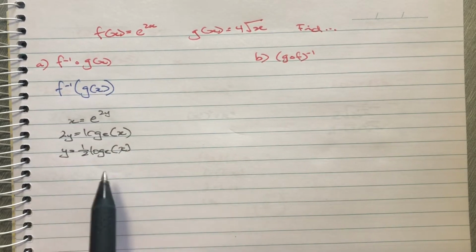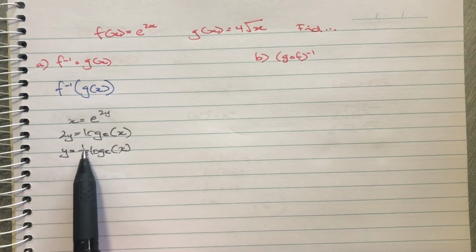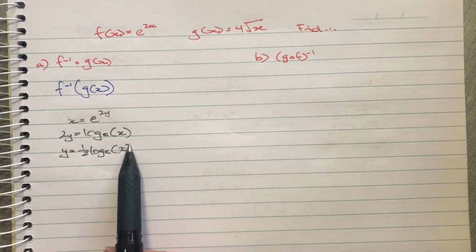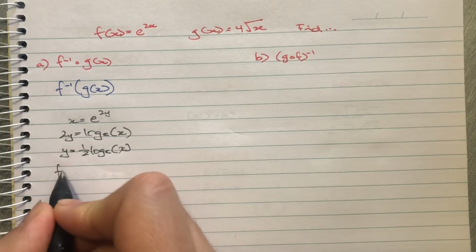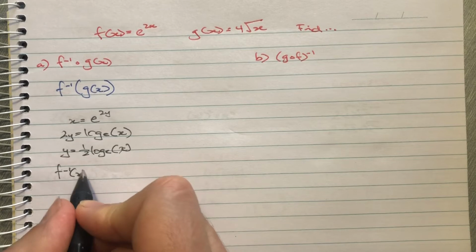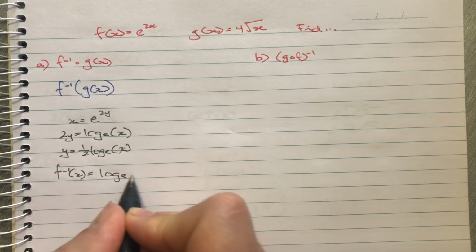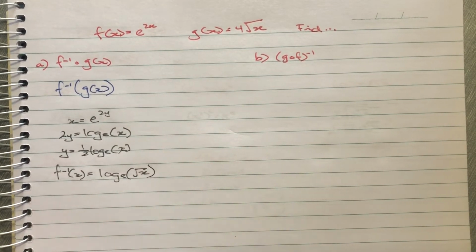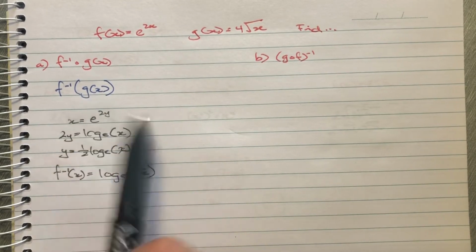One thing though, see how there's a half here? I suppose we could leave it like this, but with the rule how you can move anything at the front of your log to the power over here, I'm going to do that. So I'm going to move that half over there, so it's going to be x to the power of 1/2. Remember, to the power of 1/2 is square root. So we can say that our inverse of f is log e root x. There we go. So we've got our inverse. We just need to substitute g into it now.